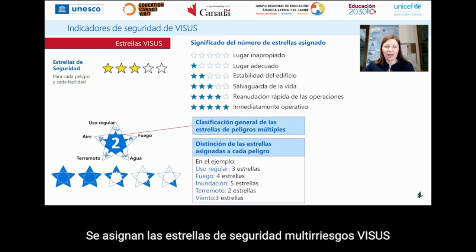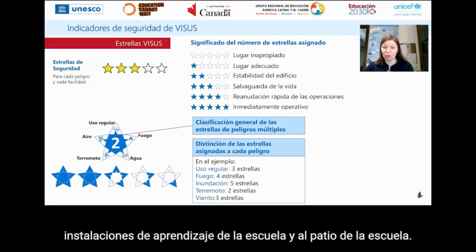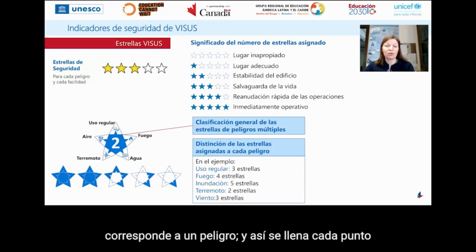The VISUS multi-hazard safety stars are assigned for the entire school complex and provide an overall summary of the judgment of all the school learning facilities and of the schoolyard. Each ray of the star corresponds to a hazard. And so a ray is filled when a number of stars is assigned to that hazard.